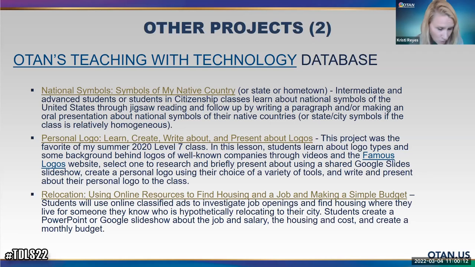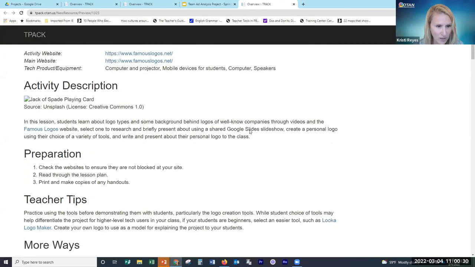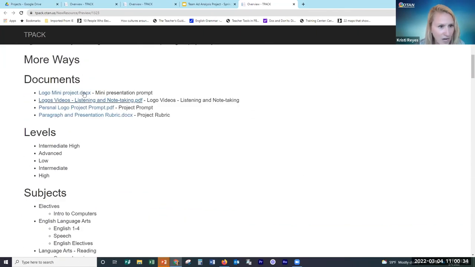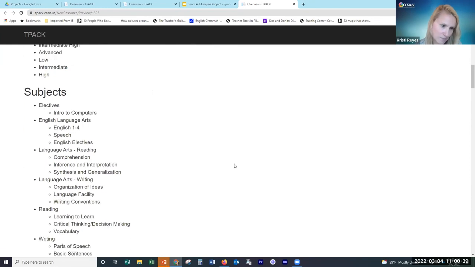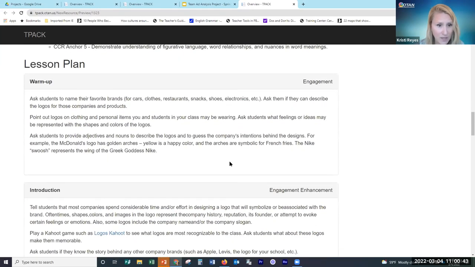The last one that I'll talk about is the personal logo project. This is one that students also tell me that they loved, they really love. So with this one, it's a multi-layered lesson plan. It has so much going on here. So there are all the documents that you can use and modify for your use right here. And the standards are all there, as you see.